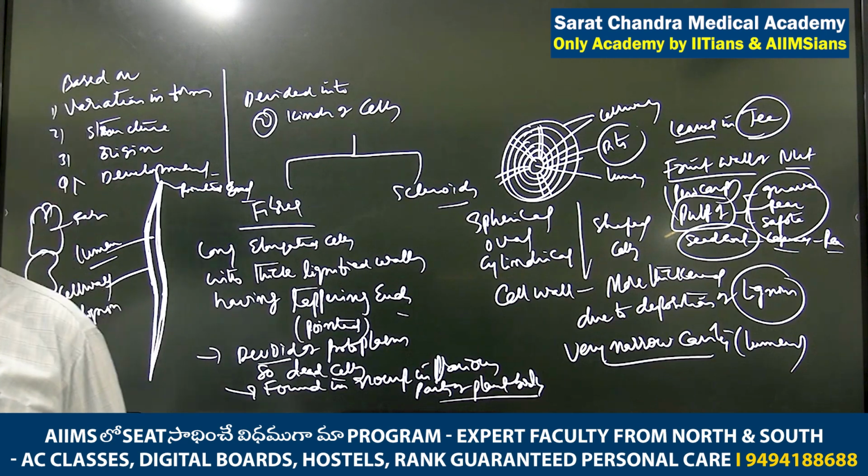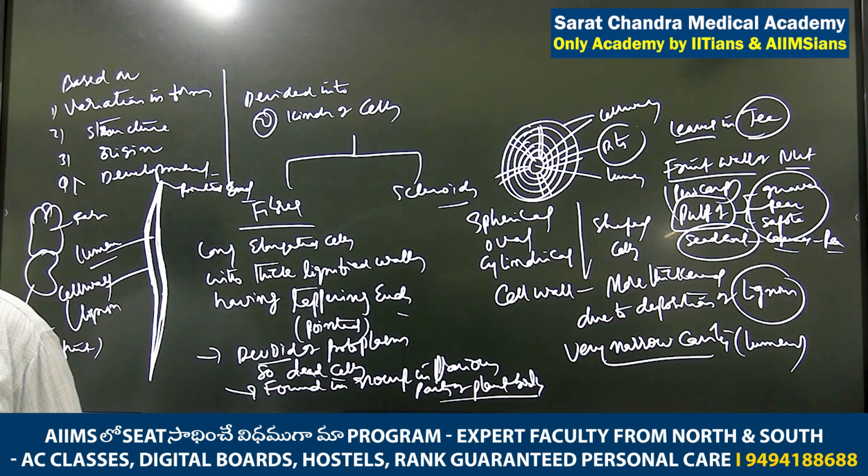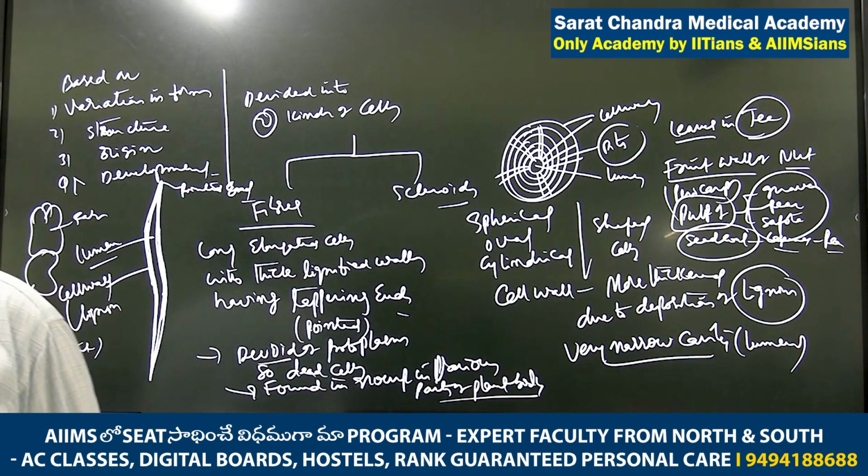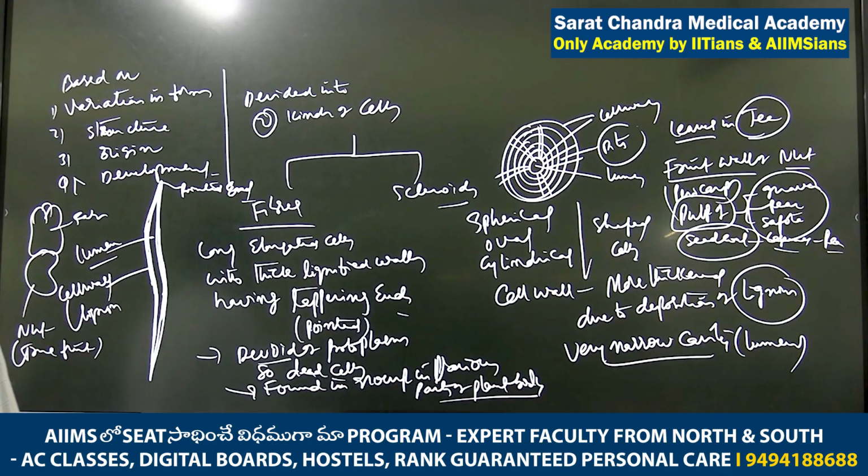What is scleroid? It is one kind of cell of sclerenchyma. What is fiber? It is a cell of sclerenchyma. So sclerenchyma is divided into two different kinds of tissue cells, that is nothing but fibers and scleroids. So that is about sclerenchyma.